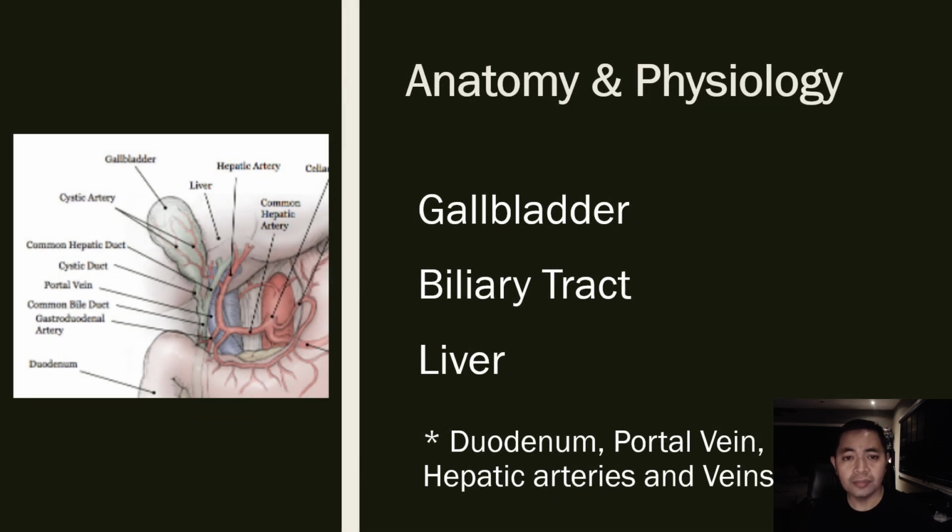In this section, we will review the anatomy of the gallbladder, biliary tract, liver, and adjacent structures, including the duodenum, hepatic artery, and portal vein. And I will give you pointers on how they correlate to ultrasound imaging.